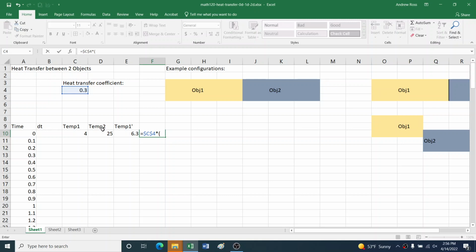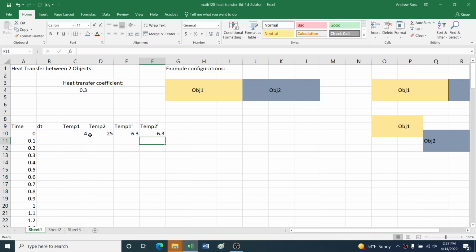And then for temperature 2, I'm going to use the heat transfer coefficient times the difference of the temperatures, but again, temperature 2 is warmer than temperature 1, so temperature 2 should be cooling down, so I want to do the subtraction in a way that would give me a negative right now. So I'll do the other temperature minus this temperature.